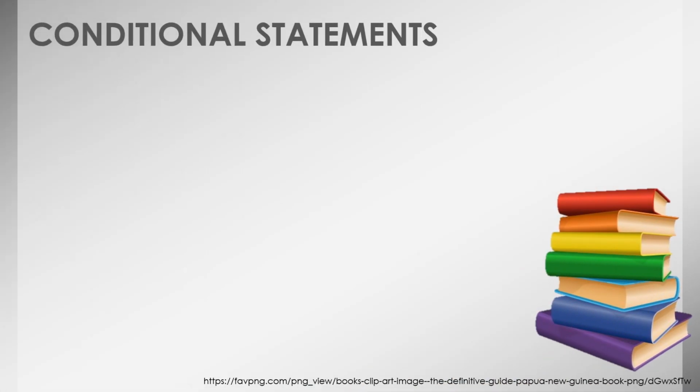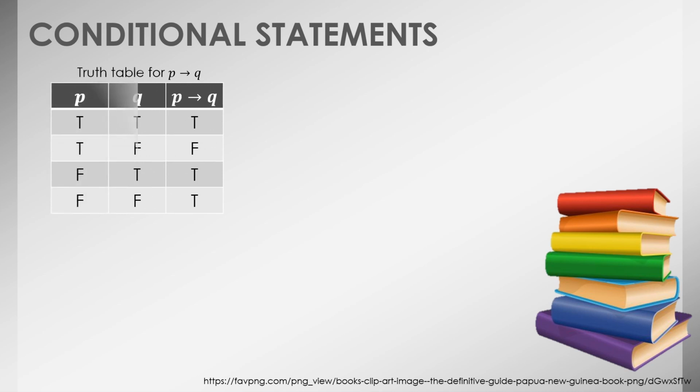Moving on to the next part, like the other types of statements, we also have the truth table for the conditional statement, and it is given by this. This table presents the truth values of the P and Q statements together with the truth value of the conditional statement. This table also shows that the conditional statement is false only if P is true and Q is false. On the other hand, it is true in all other cases.